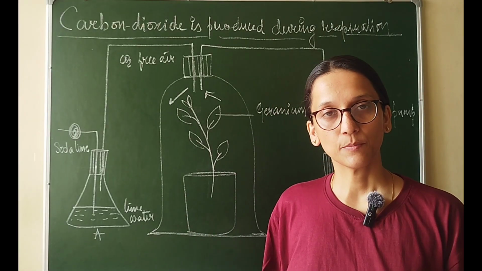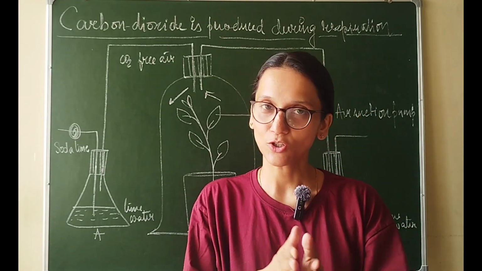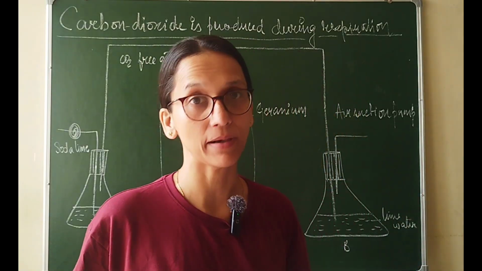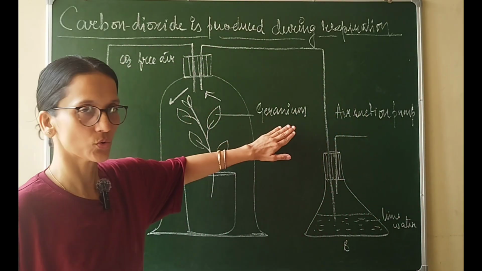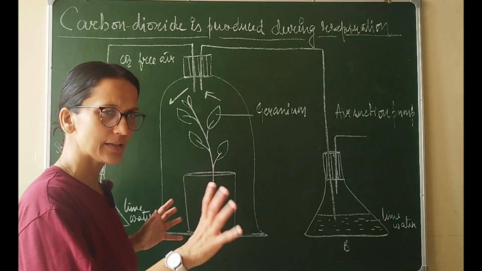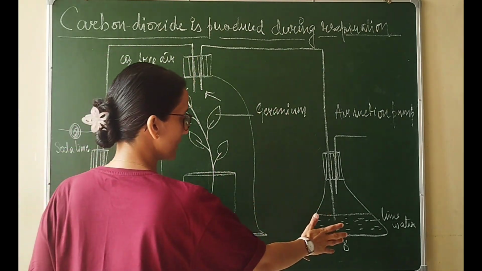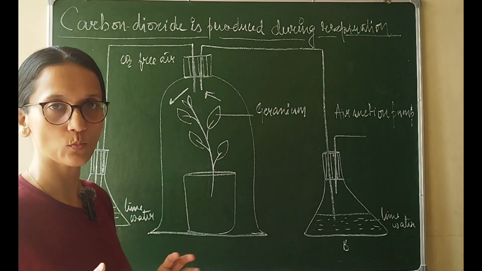This is another experiment just to prove that during respiration CO2 is produced, but now we are not taking germinating seeds. We have taken one whole plant. The plant that we have taken is geranium, and the setup is almost very similar to the last experiment. We keep two conical flasks on either side of the plant and they contain lime water.